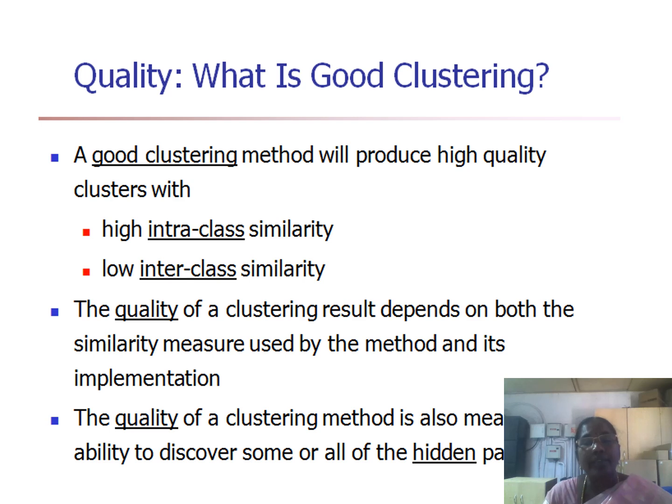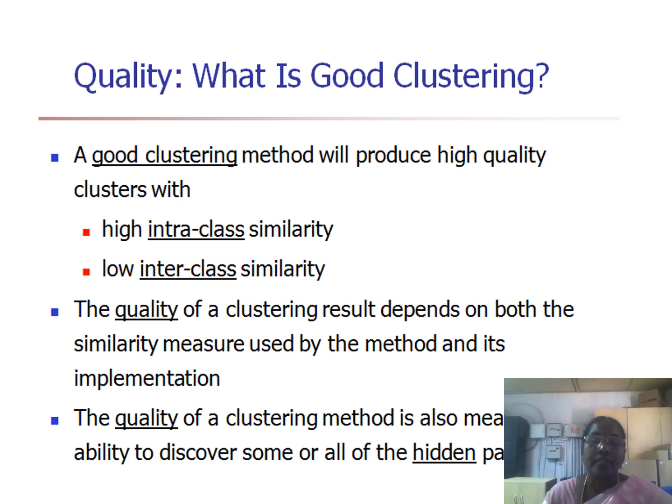So how do you determine whether the clustering is good or not? How to determine the clustering quality? A good clustering method produces high quality clusters with high intra-class similarity. That's most important. Intra-class means all the objects should be in a single cluster. High intra-class similarity, low inter-class similarity, that is between two different classes. Intra means within the institution, inter means between two different institutions, assume like that. So high intra-class similarity and low inter-class similarity is the way we can determine the quality of the clusters.